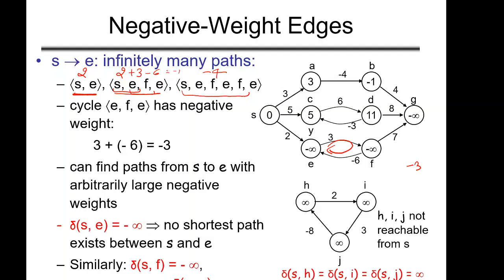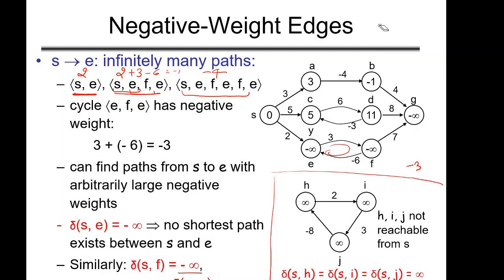Similarly, if you would like to find the shortest path from S to F, again there is this cycle involved, which is a negative weight cycle. So the shortest weight for S to F is also not defined, and we will keep it as -infinity. Same with S to G.